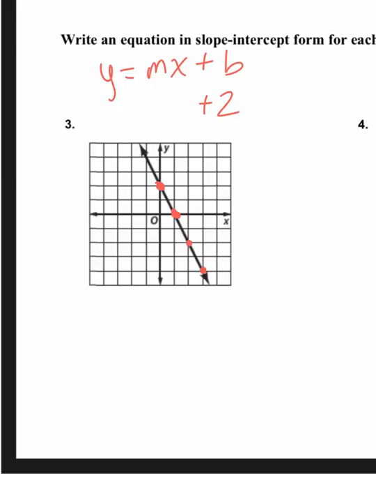Really, you only need 2 points. You could pick any 2 perfect points. Any 2 perfect points. Now, you can put these into a table if you want.